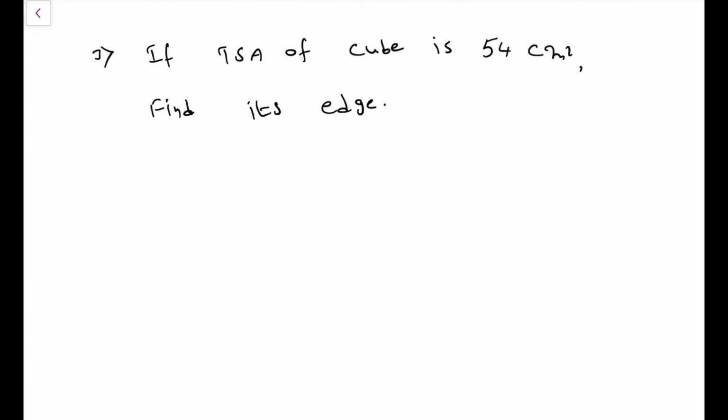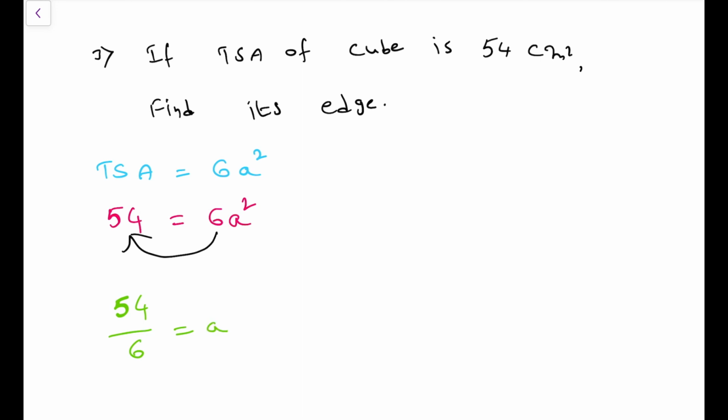Next question. If TSA of a cube is 54 centimeter square, then find its edge. Now in this case, he gave total surface area of the cube and we need to find out the edge of the cube. So what is the formula for total surface area of a cube? Total surface area of a cube is 6a square. Total surface area is given as 54. So write 54 equals 6a square, where a is unknown, that is edge of the cube. We need to find out a value. So take 6 to the right side. Here it is multiplication. If we take it to the other side, it will become division. 54 divided by 6 is equals to a square.